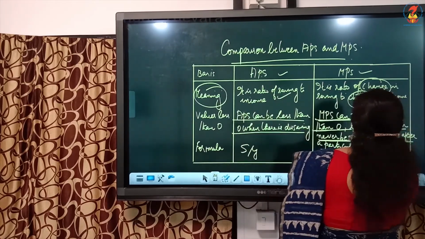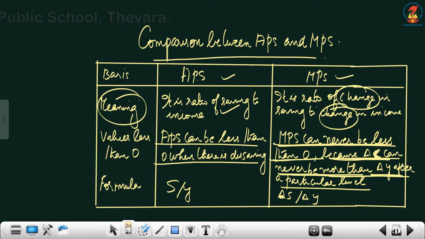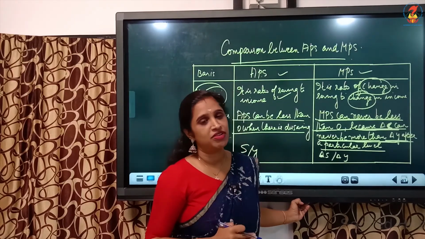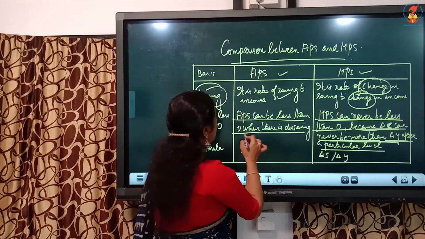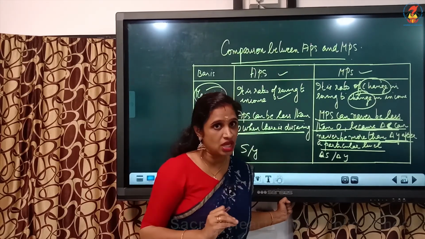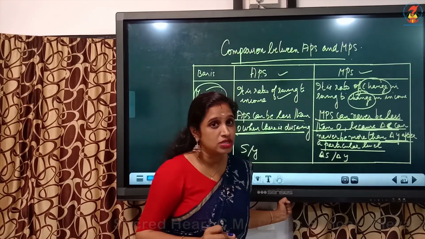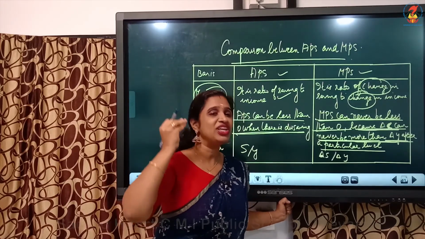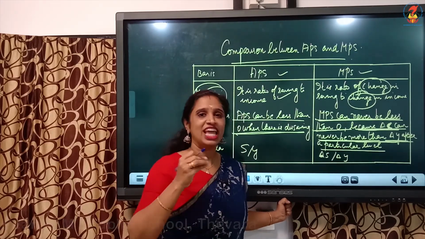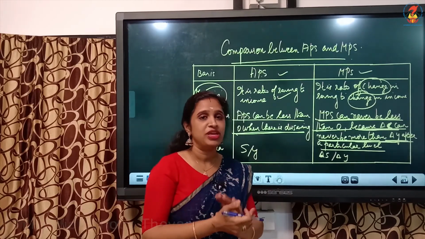MPS can never be less than 0, because a change in the consumption can never be more than change in the income. After a particular level, people will keep a part of their income in the economy for saving. That is why MPS can never be less than 0. But APS can be less than 0 when there is dis-saving, because it is only a ratio of saving to income. MPS is a different concept, which means the ratio of change in saving to a change in the income. So the difference between these two makes a lot of changes.